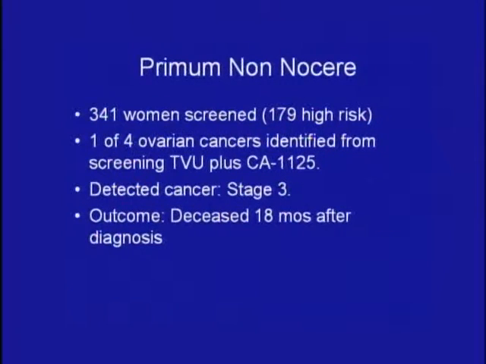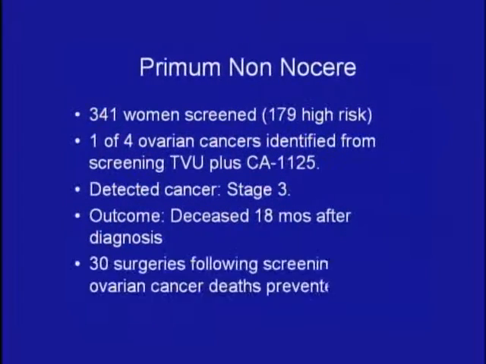And this person, despite the screening, despite having her cancer diagnosed when she was asymptomatic, died 18 months after she was diagnosed. To get to surgery for that one woman, they found enough abnormalities in their screening process that 30 women underwent surgery.